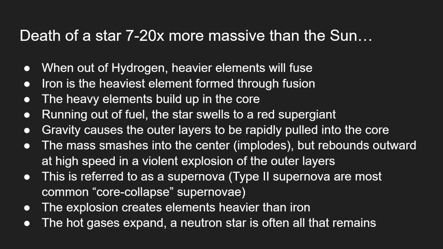Type 2 supernovas are the most common core collapse supernovas. So that's that inwards, and then all of a sudden it just blows out. The explosion creates elements heavier than iron. That's where we get everything beyond iron, some of these bigger elements all the way up to uranium. The hot gases expand, and a neutron star is often all that remains. A neutron star is incredibly dense, extremely dense.